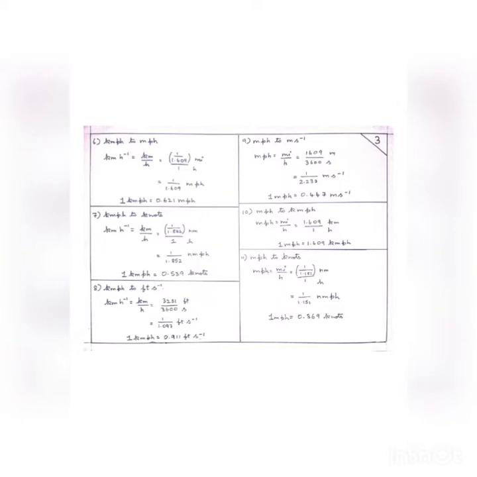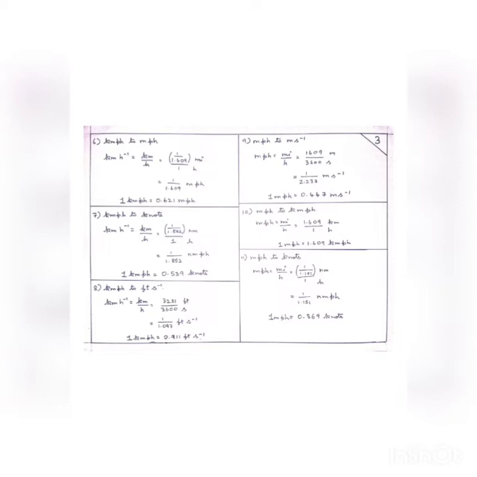Sixth one is converting kilometer per hour to miles per hour. 1 kilometer is equal to 1.609 miles. So simplifying this value, we get 1 divided by 1.609 miles per hour. 1 kilometer per hour is equal to 0.621 miles per hour.